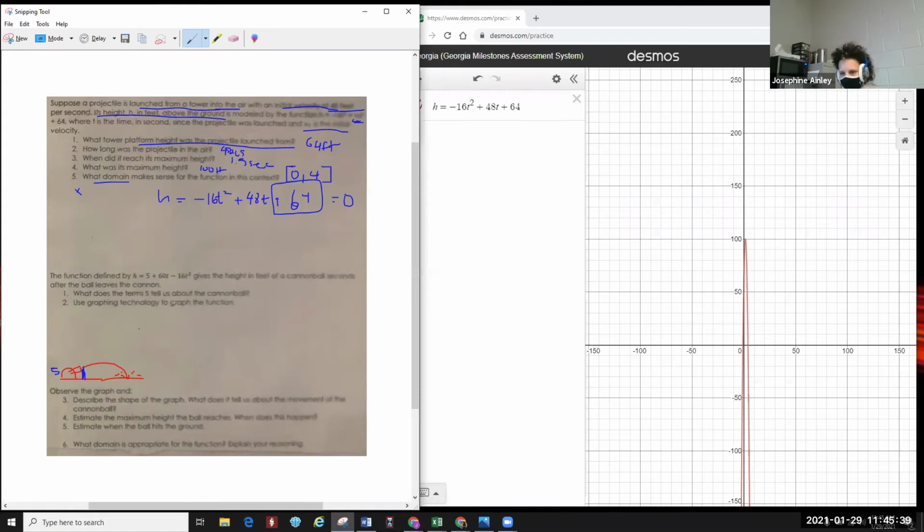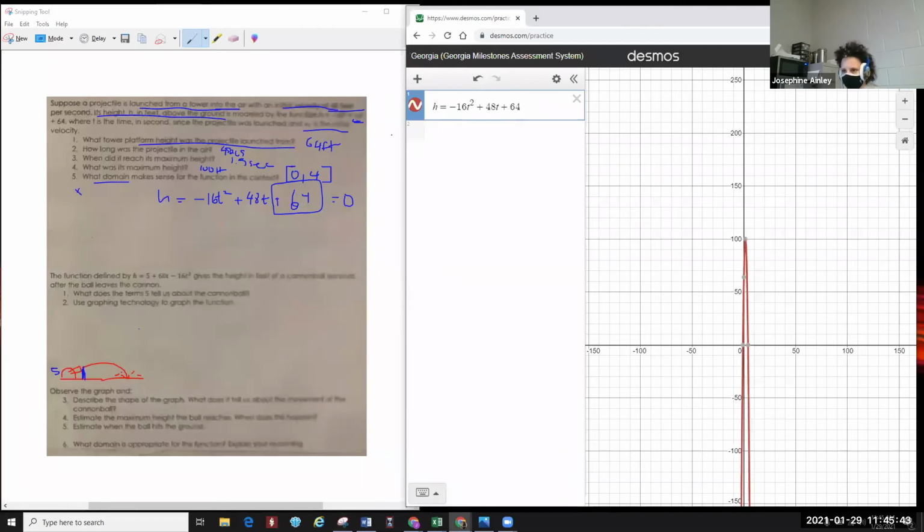Number 2, use graphing technology to graph the function. Go ahead and put it in your graphing calculator. I'm just going to use the previous example and change the numbers. The constant is 5. The coefficient of t is positive 60. And it's negative 16t squared. Just so you know, when you get into physics, you'll learn why it's negative 16. That has to do with gravity, but you don't need that for algebra 1.